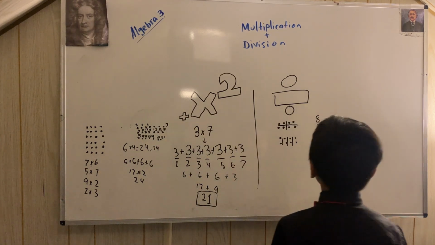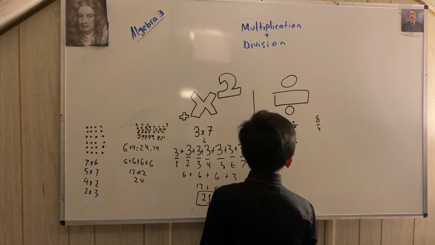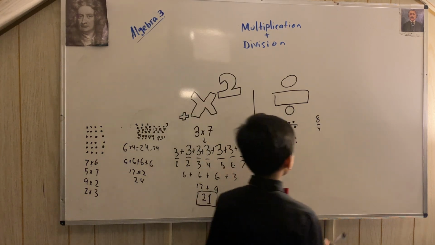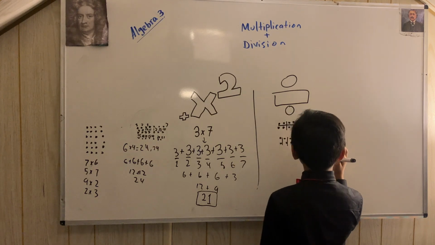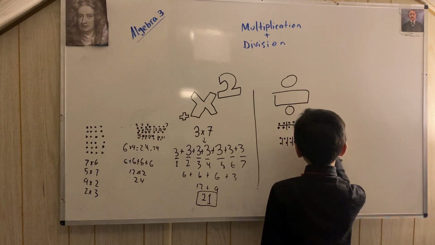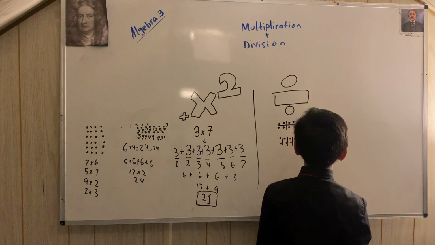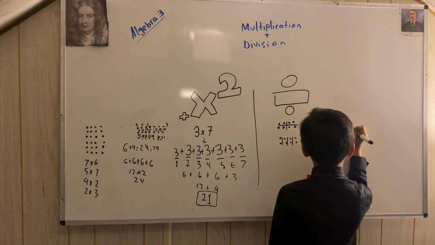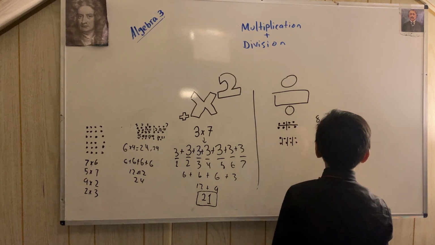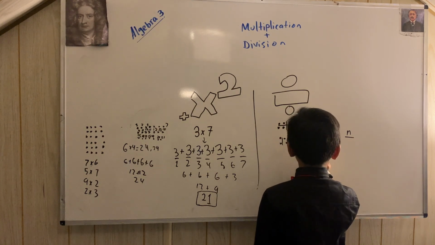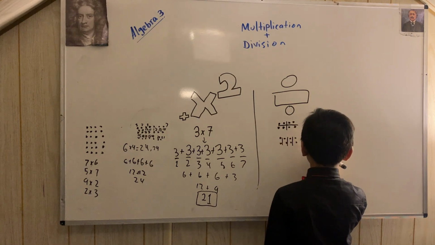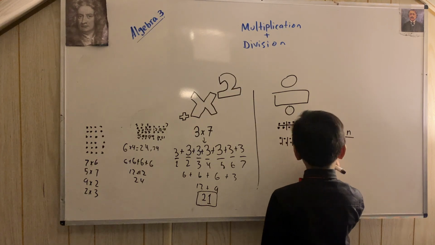Okay, so now it would be dividing 8 into 4 equal pieces. When you're doing division, the number you put here, I'm going to call it n for numerator, because it's called that. That is actually, I believe, the amount of objects you have.